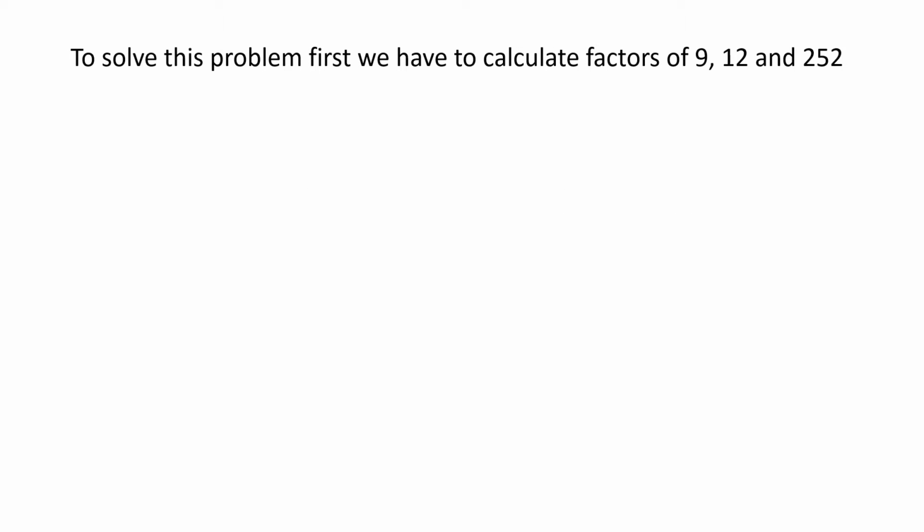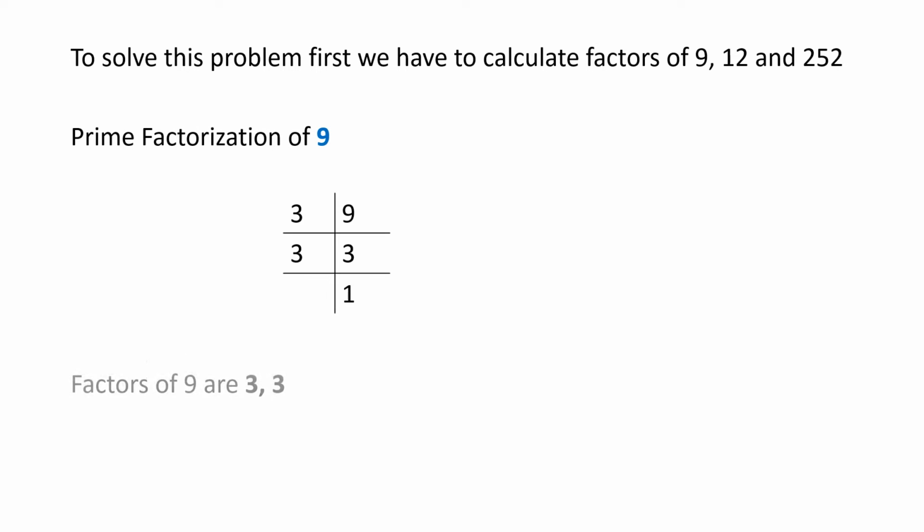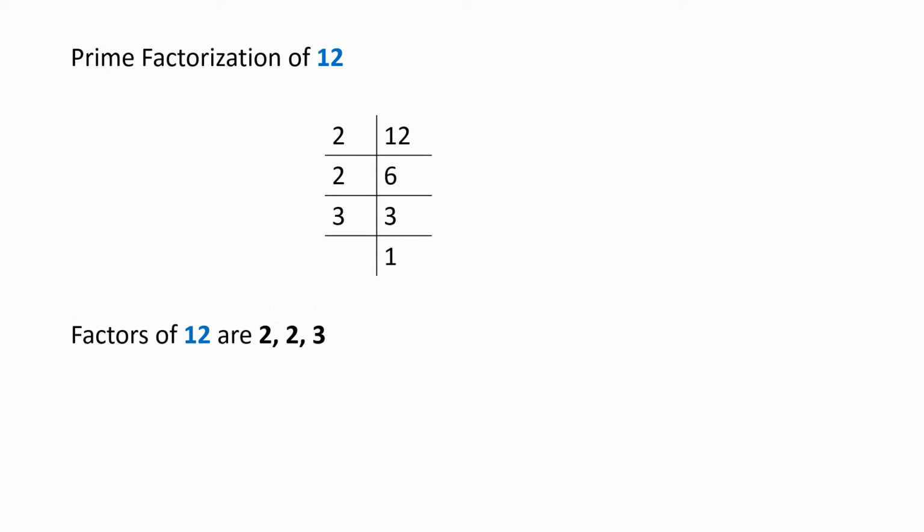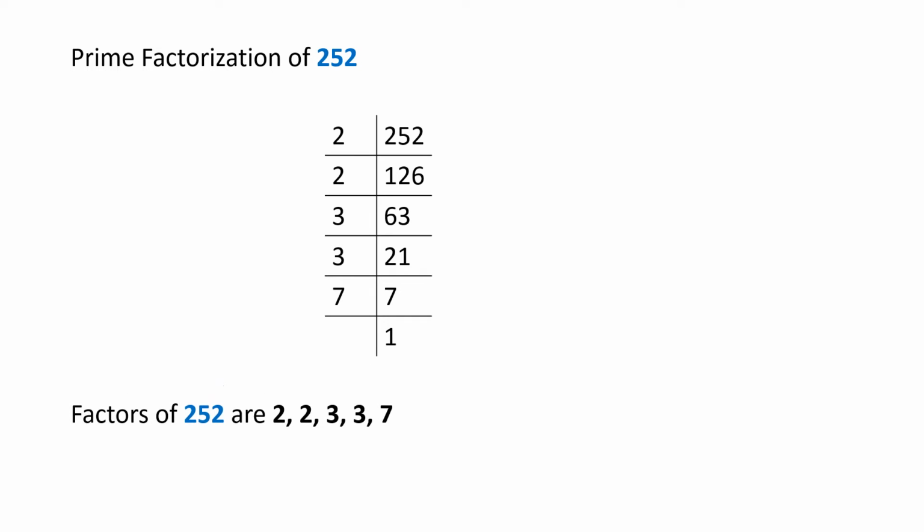To solve this problem, first we have to calculate the factors of 9, 12, and 252. By prime factorization of 9, the factors of 9 are 3 and 3. By prime factorization of 12, the factors of 12 are 2, 2, and 3. By prime factorization of 252, the factors of 252 are 2, 2, 3, 3, and 7.